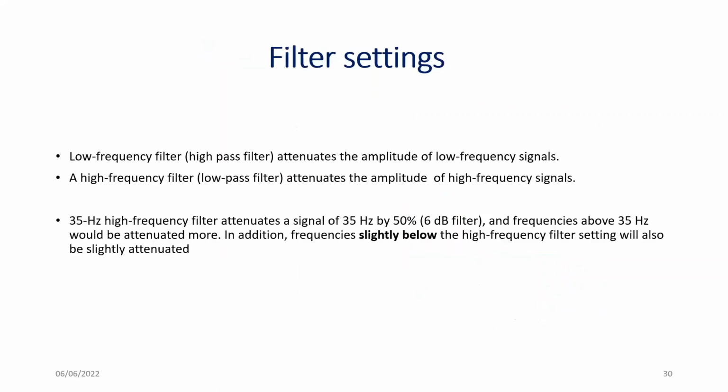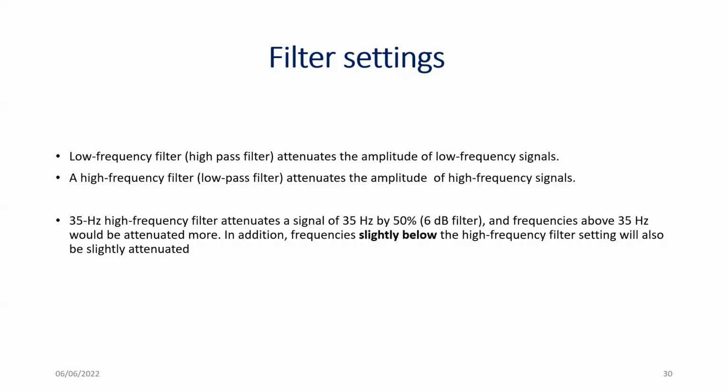Now we have to have filter settings. So what are filter settings? EEG has certain frequencies, starting from 0.5 hertz to 16 hertz, from delta waves to beta waves. So we need to have those particular frequencies shown on the screen, and we need to filter out other frequencies. So we need a low frequency filter, and we need a high frequency filter. The low frequency filter is also called a high pass filter. It attenuates the amplitude of low frequency signals, and high frequency filter means it is.